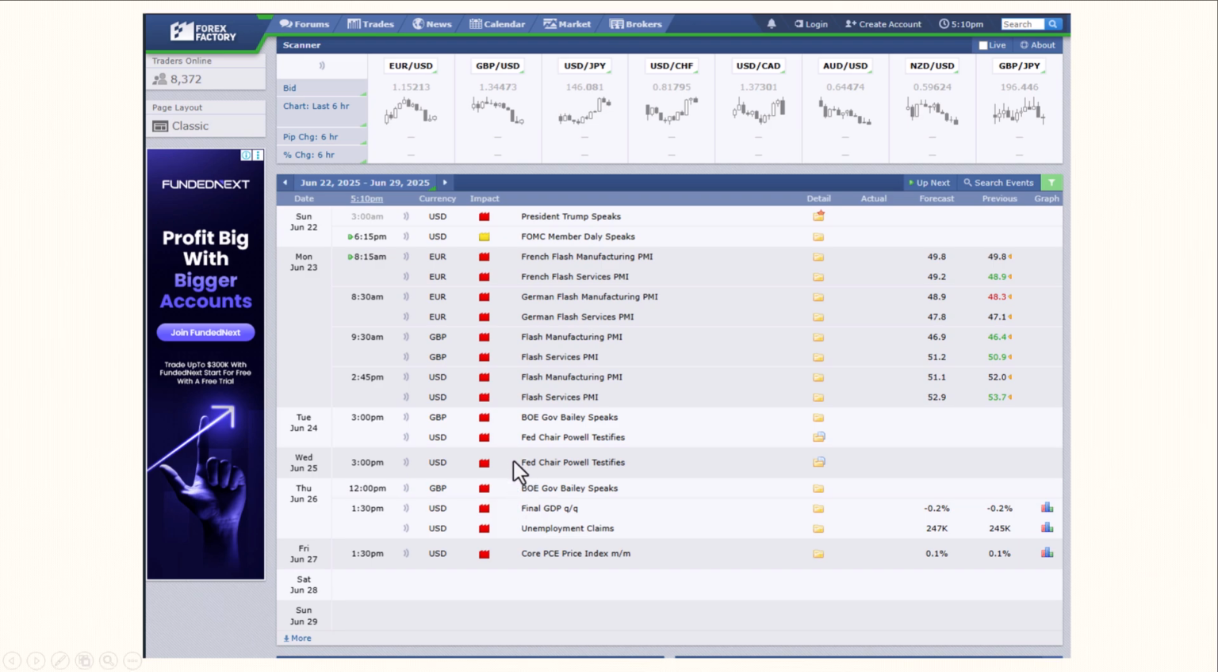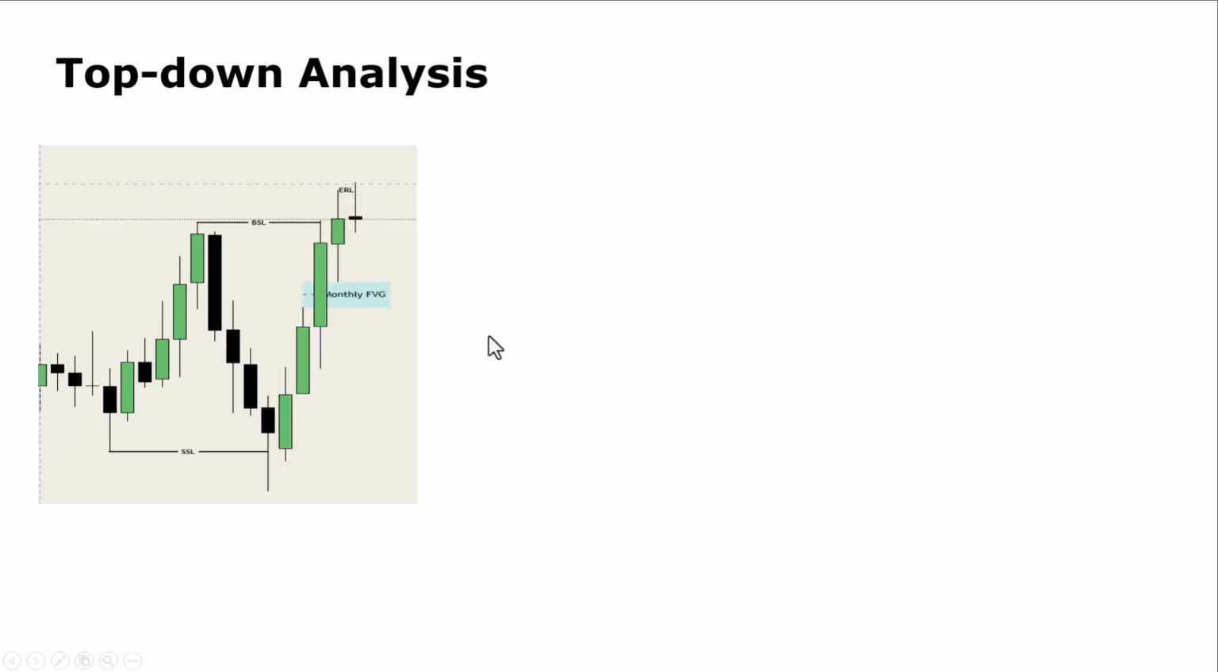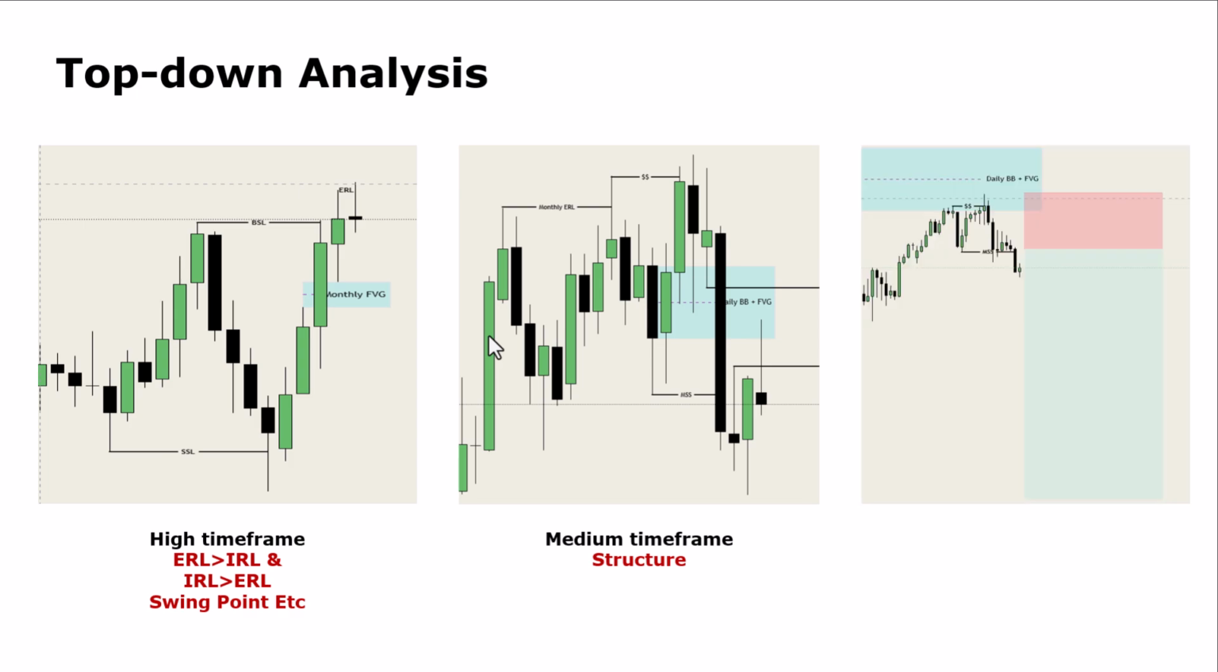That means within the week, all the days are good for trading because we don't have CPI, FOMC, or NFP. So this is the basics of top-down analysis. For you to be able to carry out a top-down analysis, you have to look at it from the perspective of the high time frame, then the medium time frame, and also the low time frame.